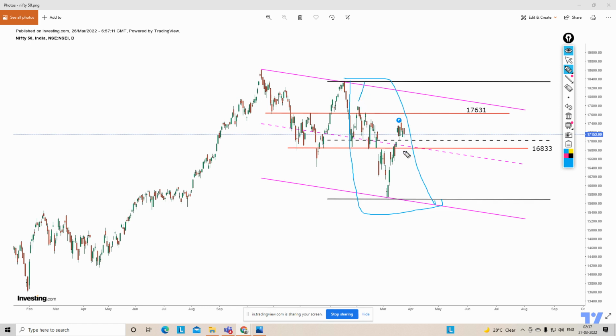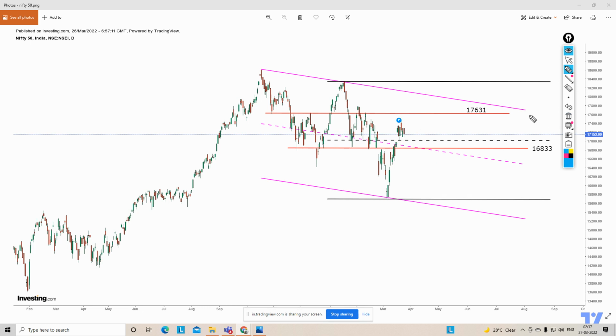we had only a single day closing above 17,631. The very next day, it could not cross the high of this candle, and ever since this time, the market is below 17,631. Correct. Now it is consolidating above the 50% of both the trends.